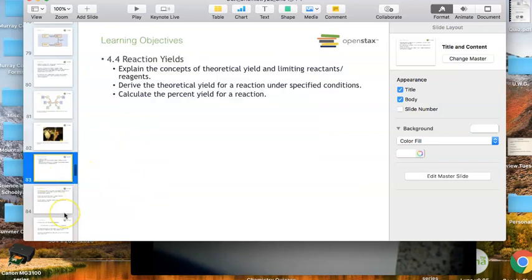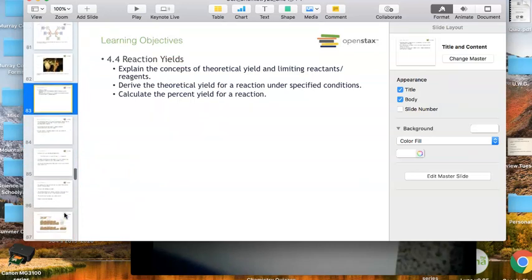So our next section here is reaction yields, explaining the concepts of theoretical yield and limiting reactants and reagents. So this is sort of just an extension of stoichiometry.